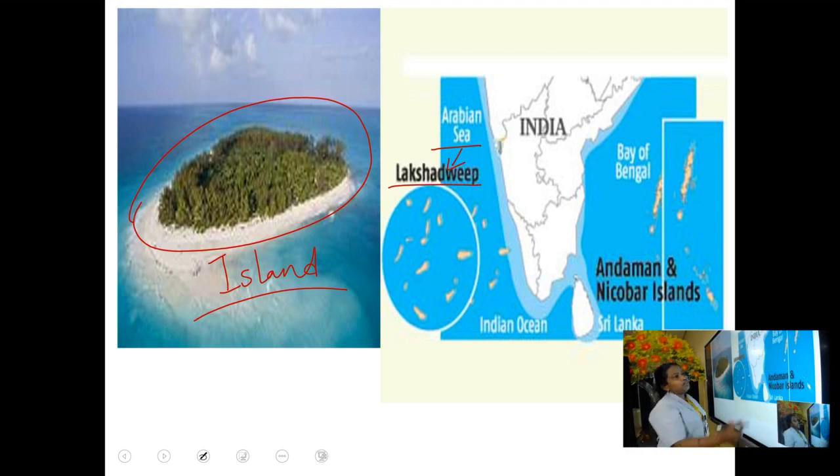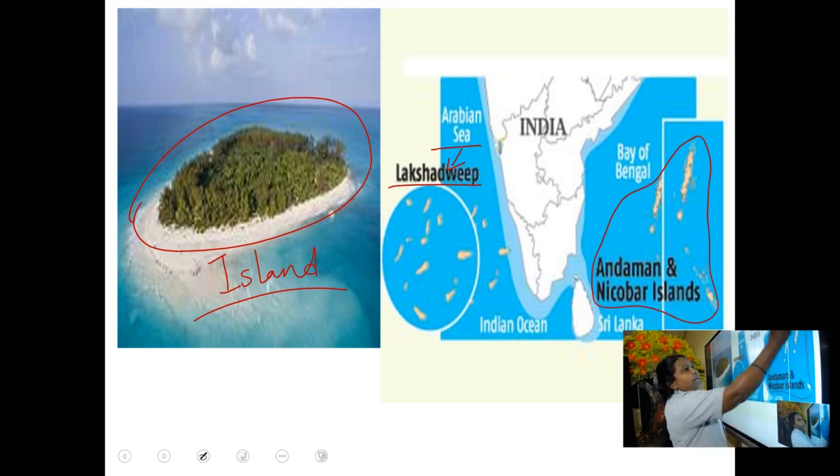Then another group of islands is located in the Bay of Bengal. These are called Andaman and Nicobar Islands. So we have 2 groups of islands in India.